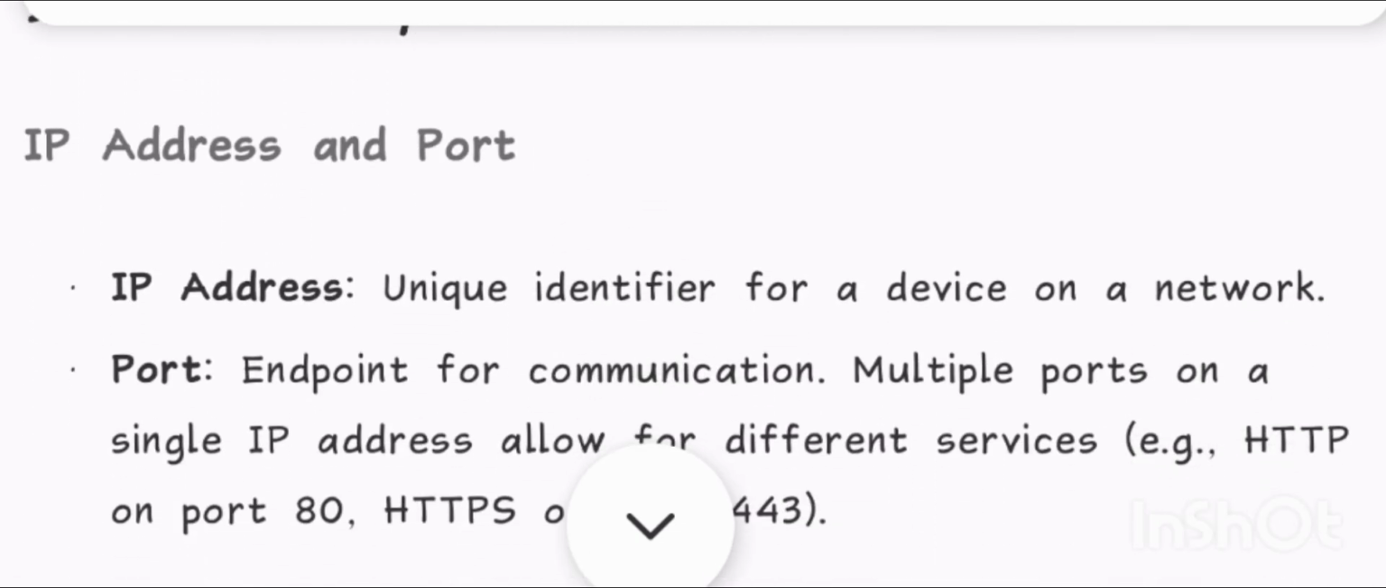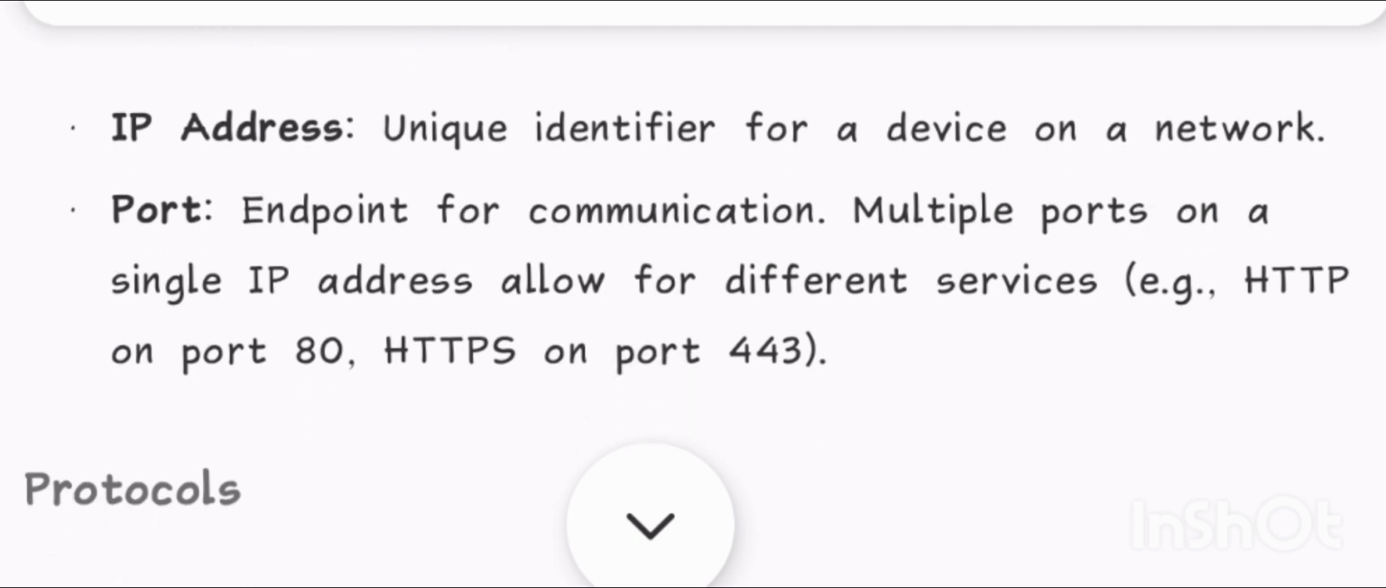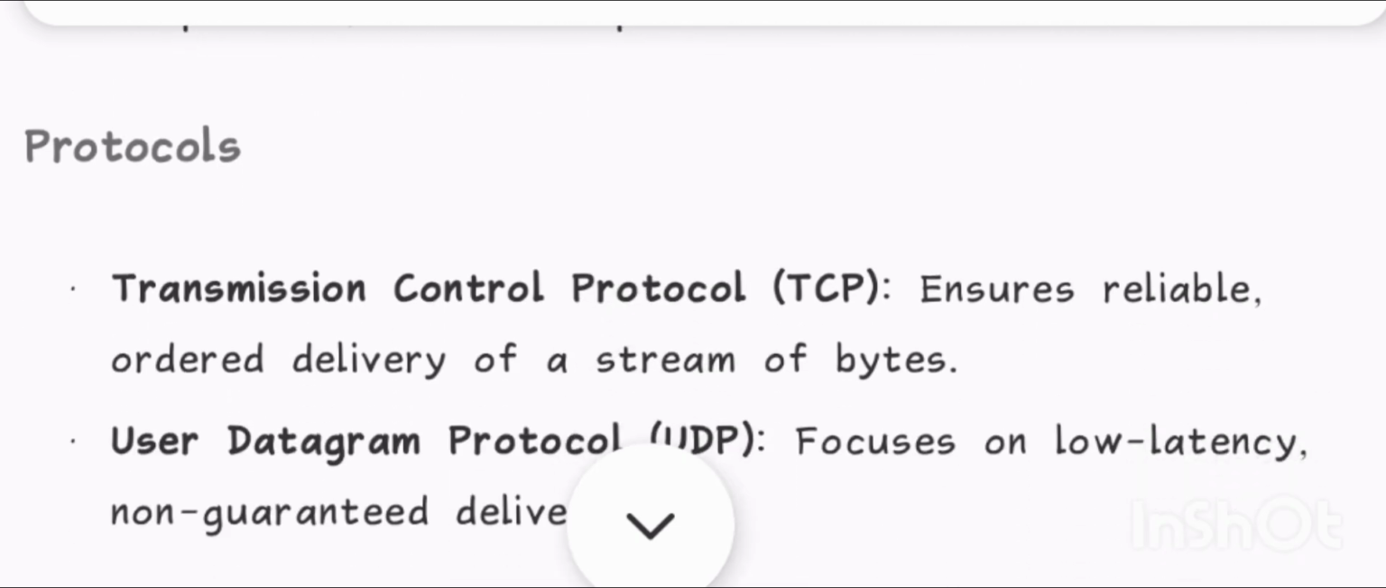IP address and port. IP address: unique identifier for a device on a network. Port: endpoint for communication. Multiple ports on a single IP address allow for different services, e.g. HTTP on port 80, HTTPS on port 443.